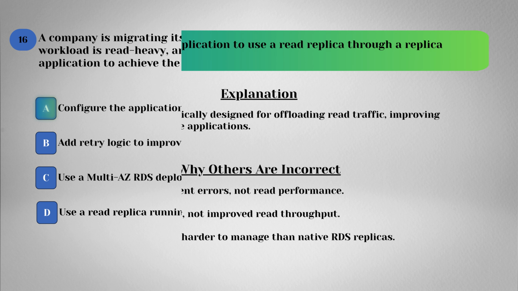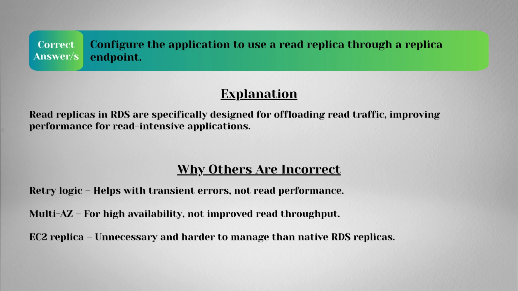Explanation, read replicas in RDS are specifically designed for offloading read traffic, improving performance for read-intensive applications. Why others are incorrect? Retry logic helps with transient errors, not read performance. Multi-AZ, for high availability, not improved read throughput. EC2 replica, unnecessary and harder to manage than native RDS replicas.